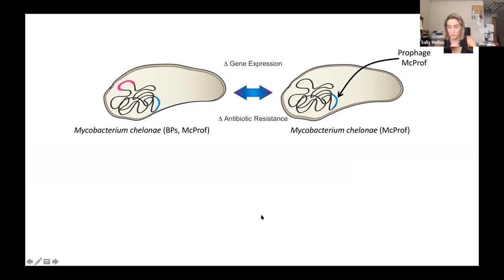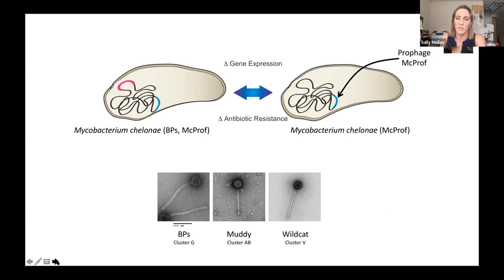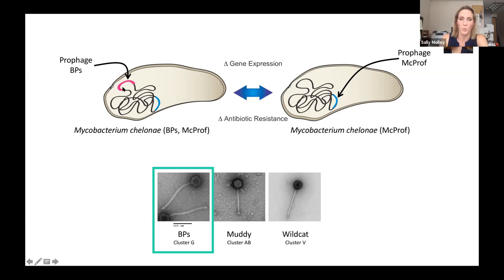About the time Erica was annotating the McProf genome, I had another student, Emily Illingworth, that was interested in how prophages change gene expression and phenotype of the bacterium. We didn't have a strain that was a non-lysogen, that lacked a prophage. So we decided to add a second prophage to our system. And Emily looked through a large library of phages and found 3 that could infect M. cheloni, and only one of those was capable of making a lysogen. So we made what we're calling a double lysogen that carries both the prophage BPS and McProf.